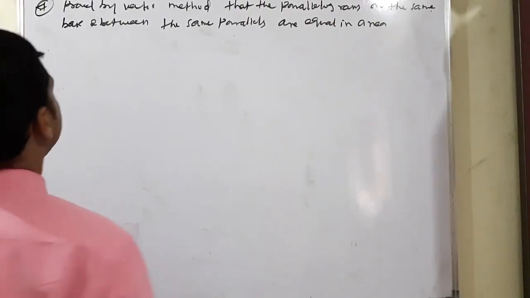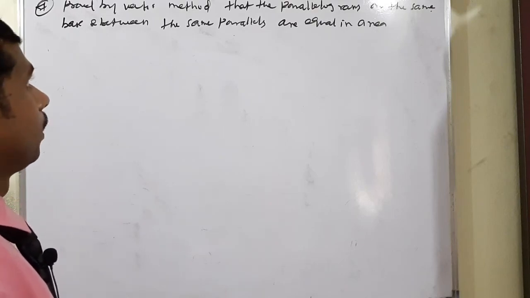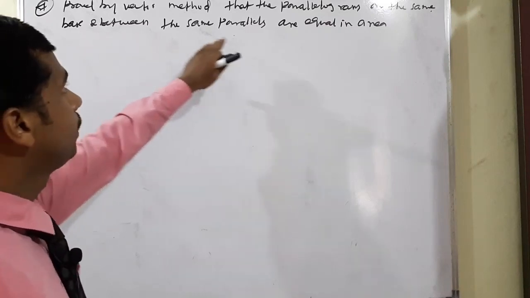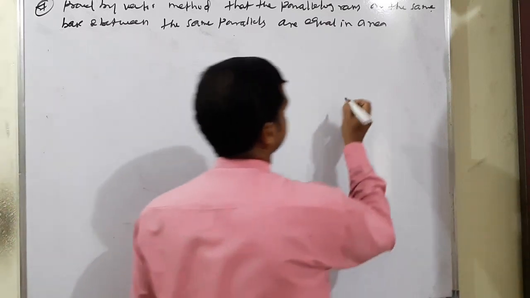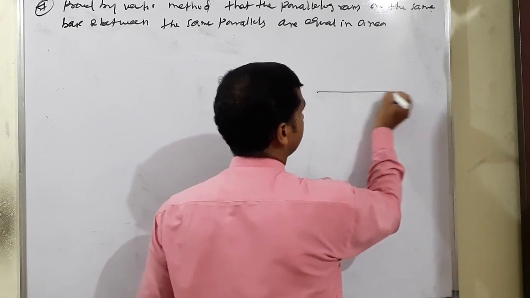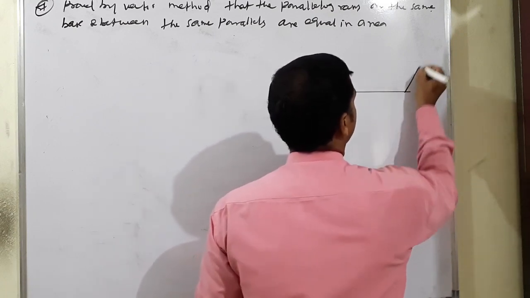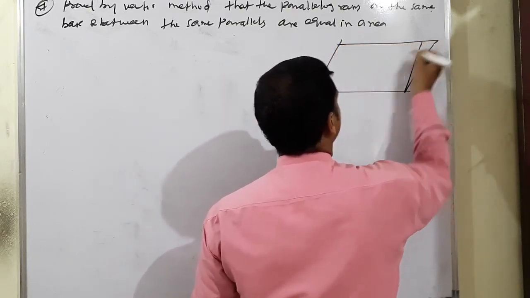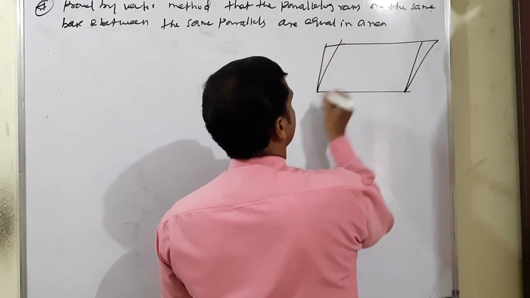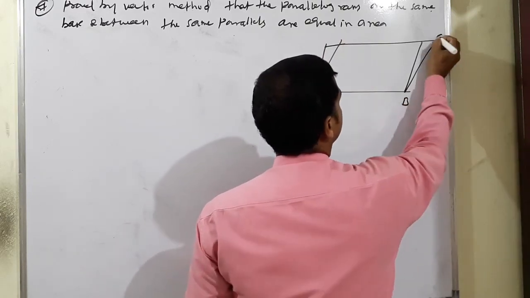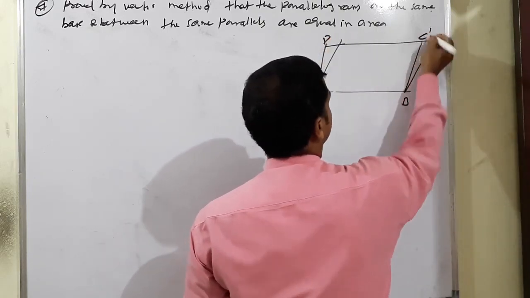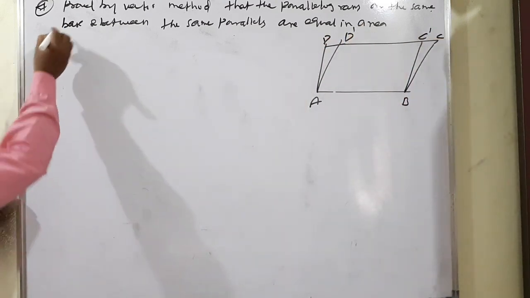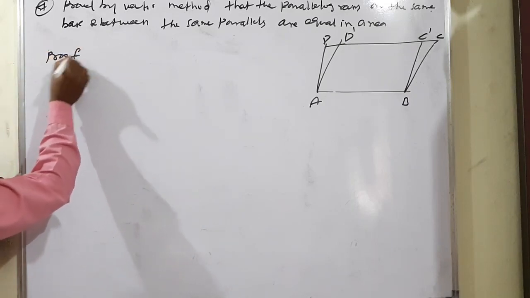Question number 7. Prove by vector method that parallelograms on the same base and between the same parallels have equal area. For example, this is one of the parallels, then another parallel will also be met. So this is A, B, C and D, and the other one is considered as C dash and D dash.